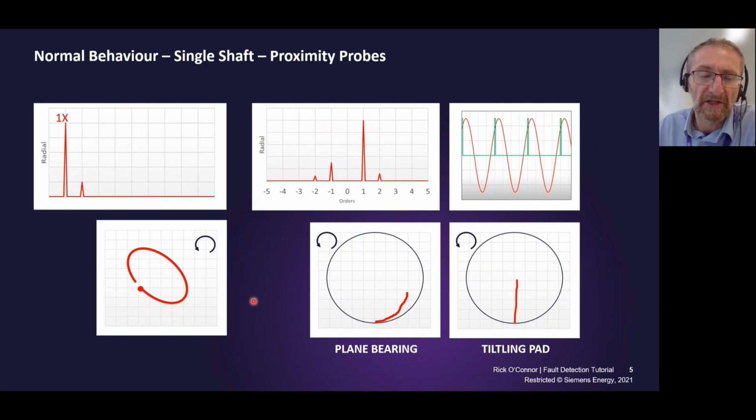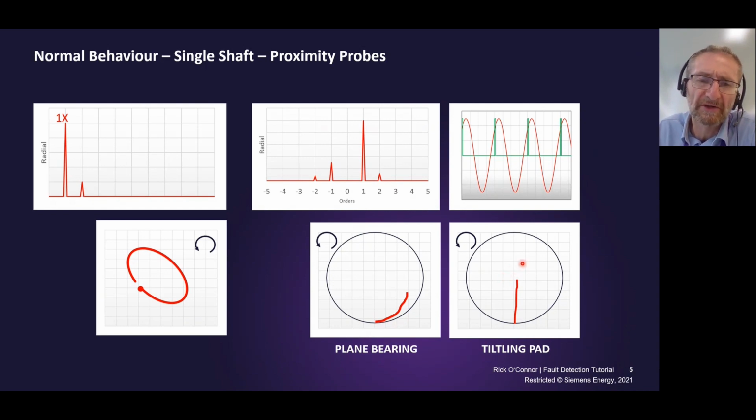If we looked at the shaft centerline when the machine starts up, if the machine had plain bearings, you would expect it to travel up the bearing housing in the direction of rotation. Whereas if you've got tilting pad bearings that equalize the pressure, you would expect the shaft to move up in a vertical movement. So that's probably normal behavior for a single shaft machine.